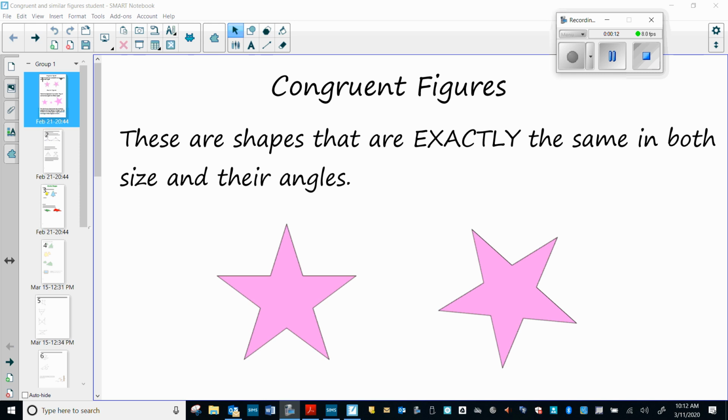So congruent figures. If you see the word congruent, it means that a shape is exactly the same as something else. So if two things are congruent, they are exactly the same. Now they may have been spun around a little bit, but they would be exactly the same as each other. Its size, its shape, labeled in the same place. Okay.